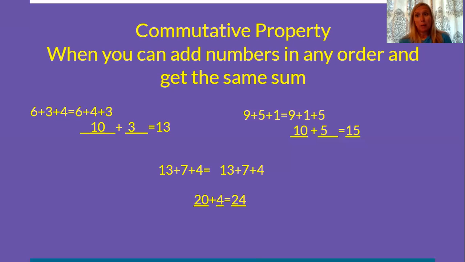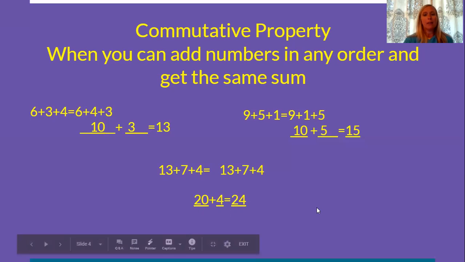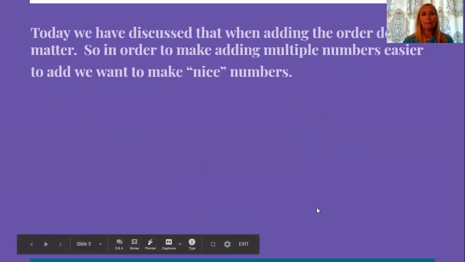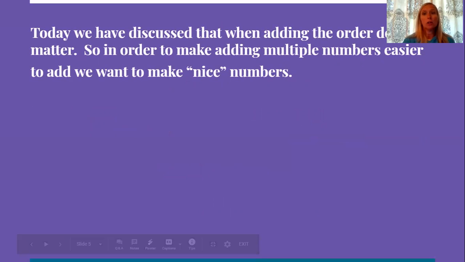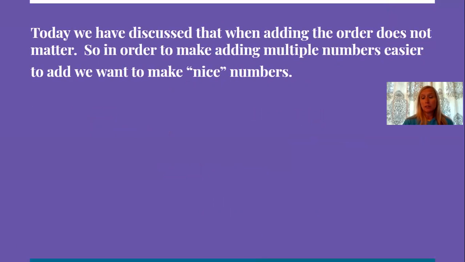Yes, the commutative property tells us we can. But the faster we can do it in our heads, the better. So it's easier to find the nice numbers. It's a strategy. It's a mental math strategy. Okay, so today we've discussed that when adding, the order does not matter.